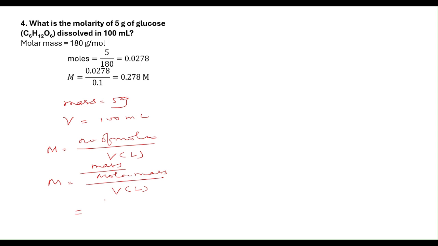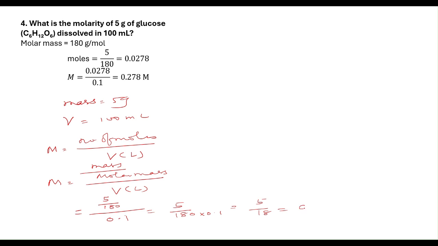So what is the mass we have taken? 5 gram. What is the molar mass? It is given 180 gram. 1 mole is 180 gram, over volume in liter, which is nothing but 0.1 liter. So we can have 5 over 180 multiplied by 0.1. Basically we will have 5 over 18.